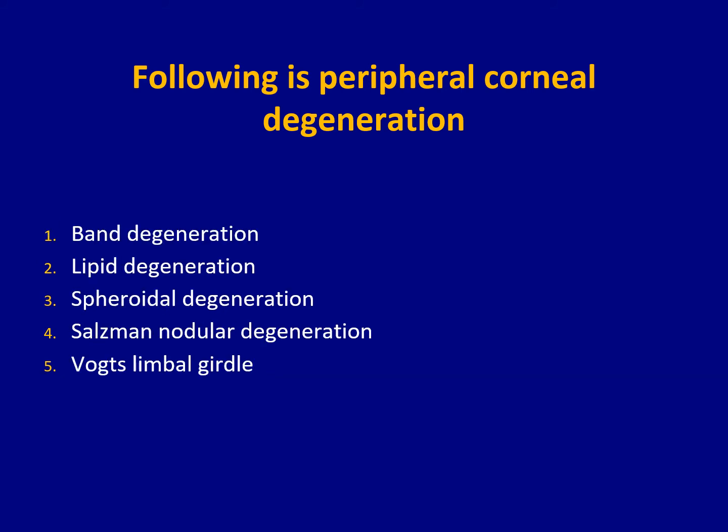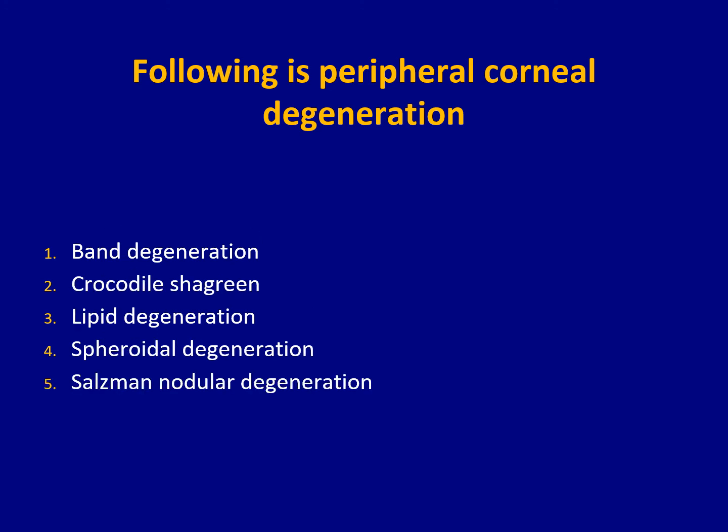Next MCQ. Following is the peripheral corneal degeneration. Again, we remember the band degeneration is central, lipid is central, spheroidal is central, Salzmann nodular is central. So we are left with only one. That must be the answer. Let's confirm it. Vogt limbal girdle is a peripheral corneal degeneration.